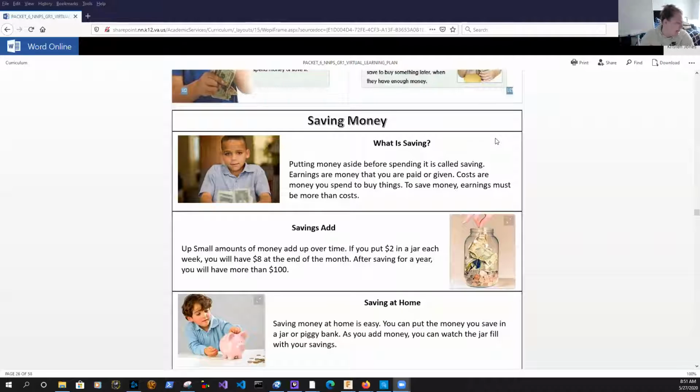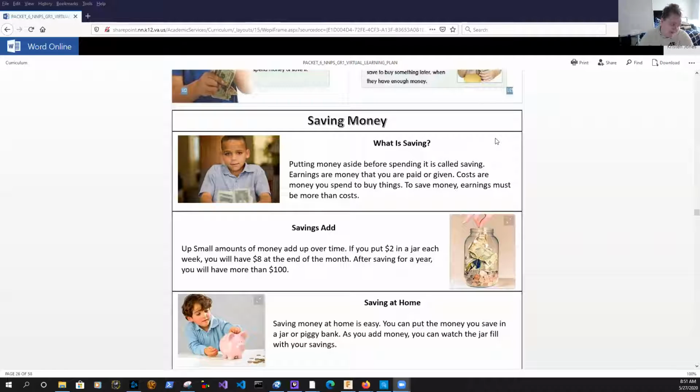It says savings add up small amounts of money. Small amounts of money add up over time. If you put $2 in a jar each week, you will have 8 at the end of the month. After saving for a year, you will have more than $100. So if you put some money away and you keep adding to it, that saved up money is going to get bigger and bigger.